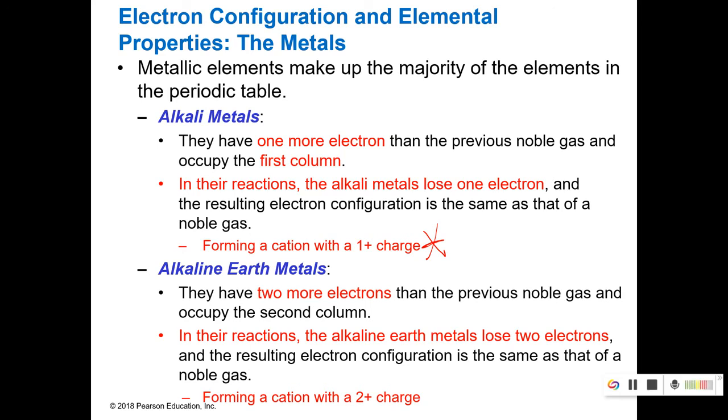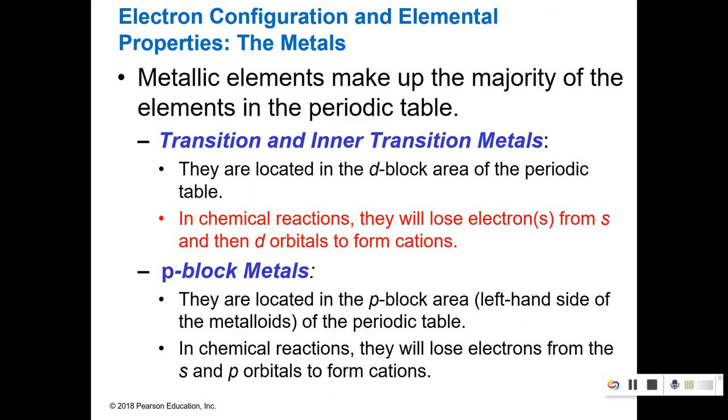Alkaline earth metals, which is the next column to the right, have 2 more electrons than the noble gases. And so in their reactions, they're going to lose 2 electrons, again forming a cation of a +2 charge. Just remember that cations are going to lose electrons, while anions are going to gain them. Those transition and intertransition metals, just remember they're in the D and F block, and they're going to lose electrons, but they lose them first from S.